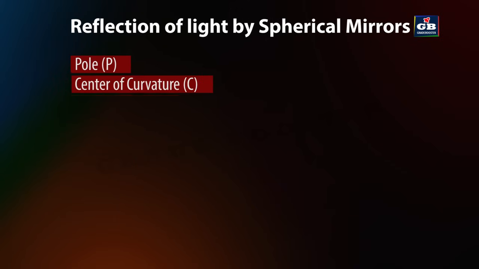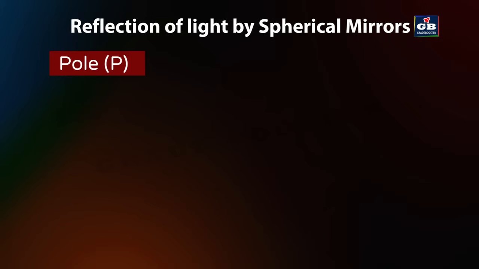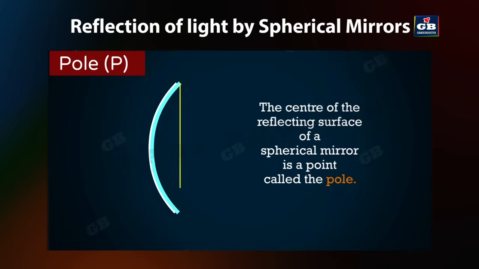To understand reflection by a spherical mirror, we need to know certain terms. Pole. The center point of the reflecting surface of a spherical mirror is called the pole. It lies on the surface of the mirror. Pole is denoted by the letter P.